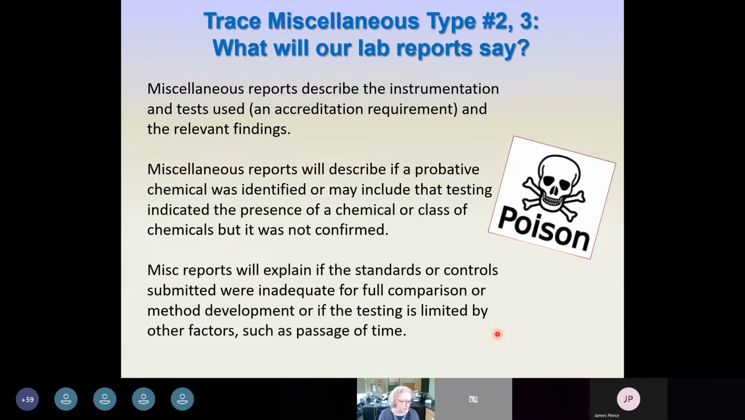We will also report whether the standards or controls submitted were inadequate for full comparison, or if the testing is limited by other factors, such as the passing of time. And for a lot of trace miscellaneous cases, especially for chemicals like bank dye or pepper spray or lubricants, the passage of time is important because the samples will evaporate or degrade. So the sooner you can get them to us, the better.